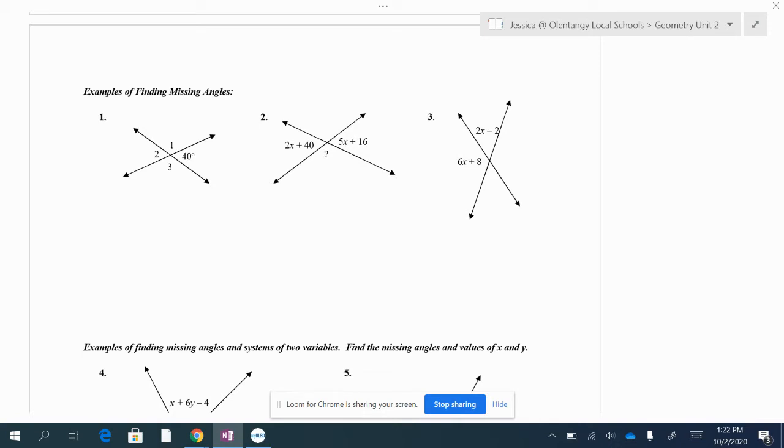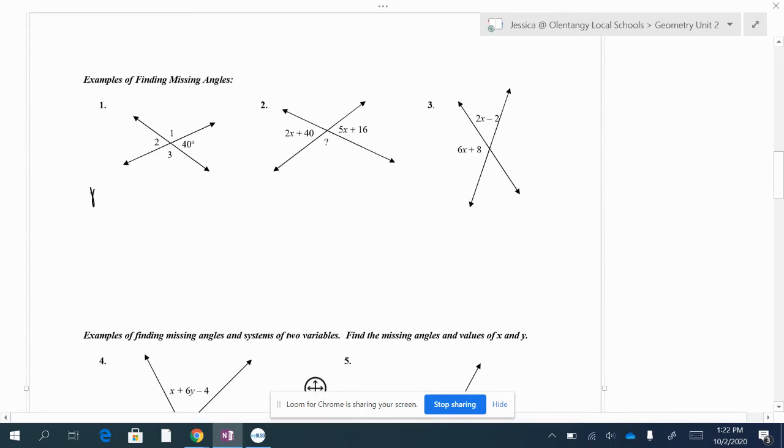So number 1, I'm going to say the measure of angle 1, the measure of angle 2, and the measure of angle 3. Okay, so let's first start. I know 1 and 40 degrees form a straight line, which means they are a linear pair, or they add to be 180 degrees. So the measure of angle 1 will then be 180 minus 40, or 140 degrees.